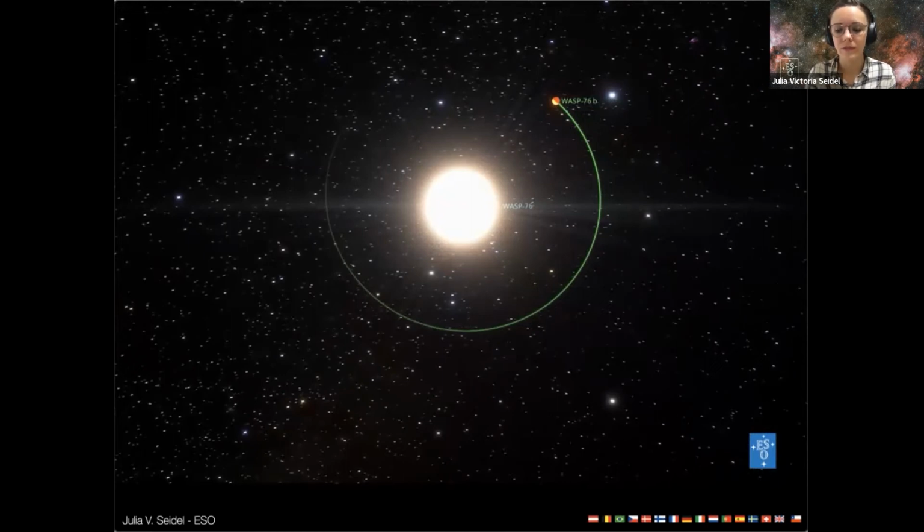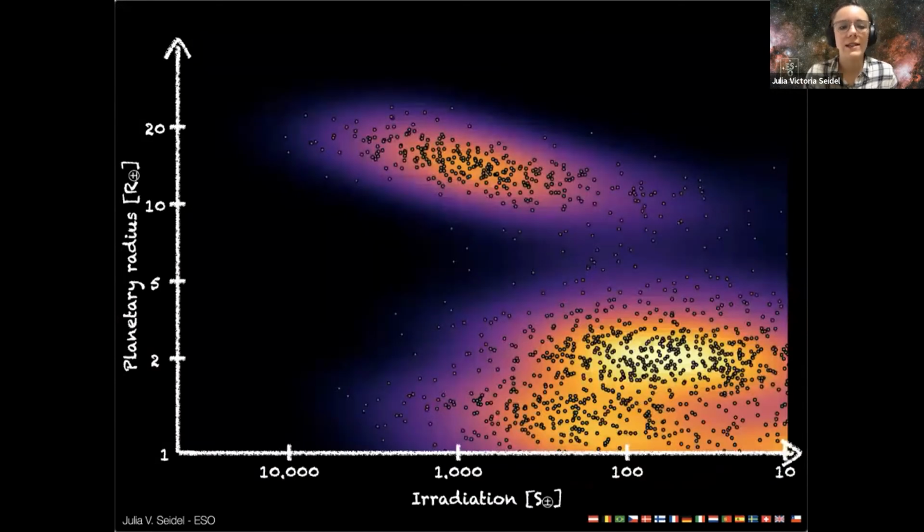And if we now look at a diagram of the population of exoplanets found so far in the radius-irradiation space, we have planetary radius in Earth radii on the left, and on the horizontal the irradiation also in Earth amounts of irradiation. So Earth would sit at 1,1. What you can directly see here is there is this blob of Jupiter-sized planets, above 11 Earth radii, that are highly irradiated.